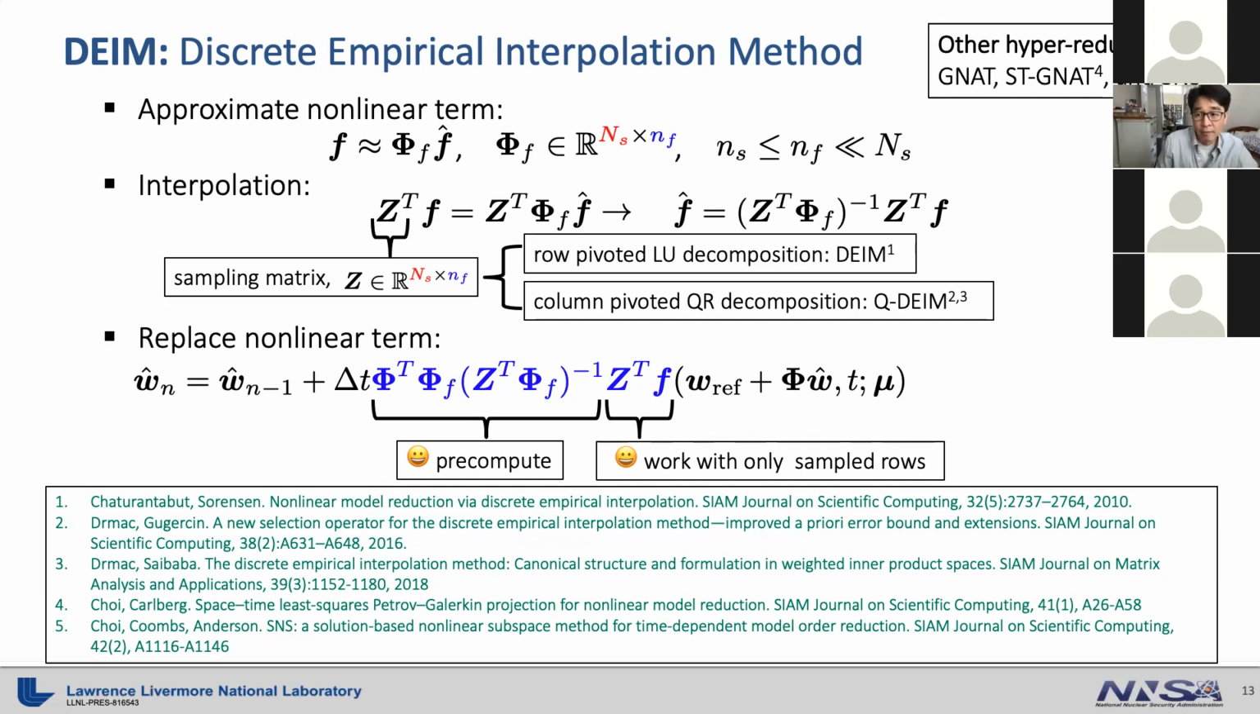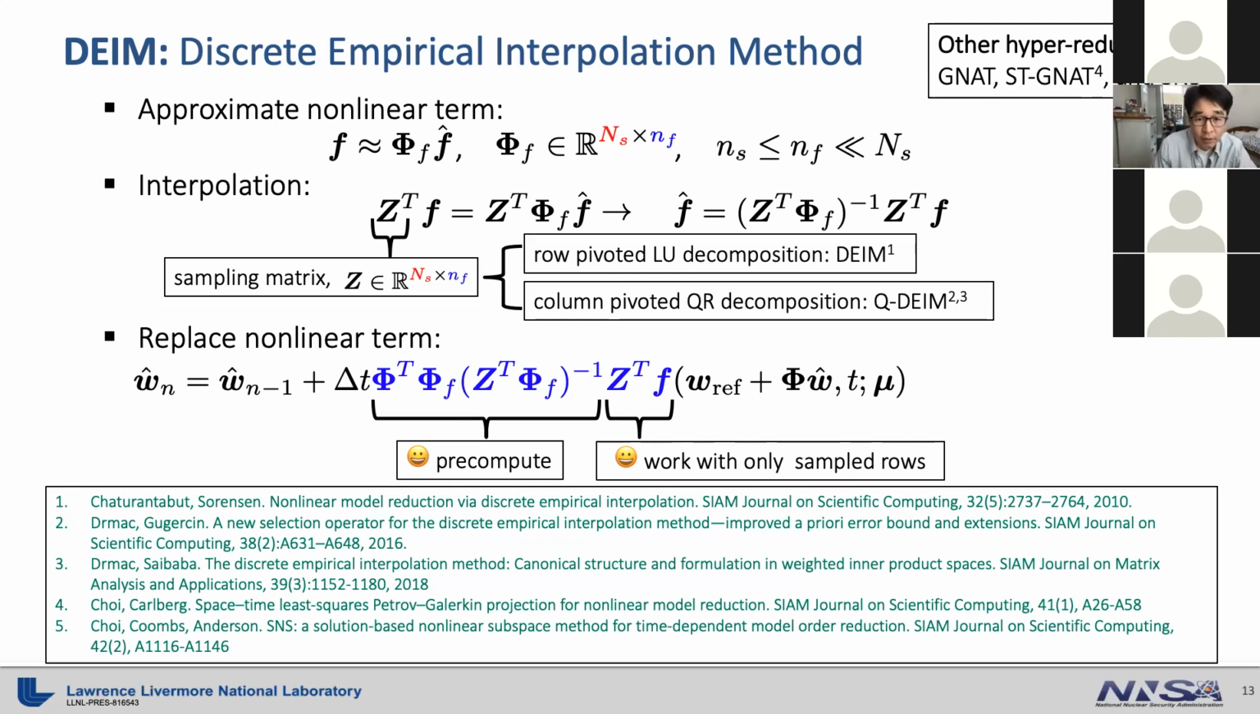There are many variants of the hyper-reduction technique: GNAT, ST-GNAT, NSNS, etc. There are many of them, but the main machinery or philosophy of hyper-reduction follows more or less the same paradigm I just introduced.